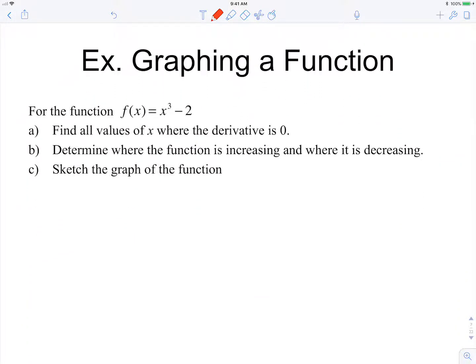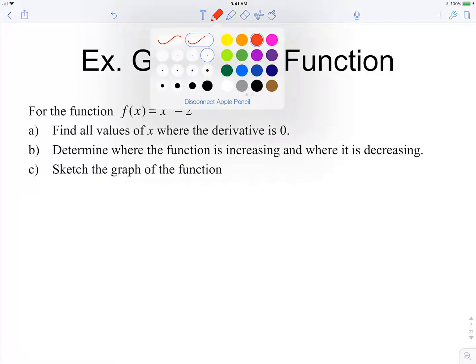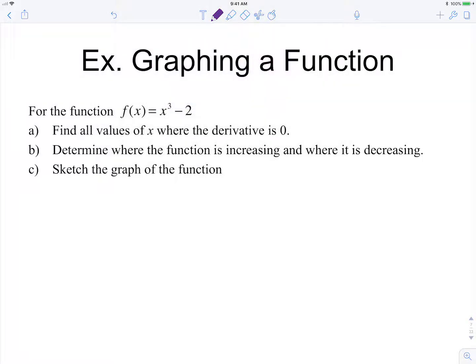All right, this next example here, we want to, again, first find all the values of x where the derivative is equal to 0. So let's do that. F prime is 3x squared. So if we set the derivative equal to 0, easy peasy, x is equal to 0. And we want to determine where the function's increasing and decreasing again. So we'll make our analysis line, but just with 0 on it.